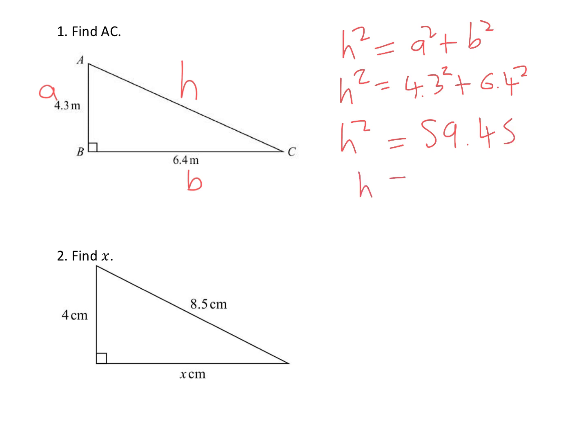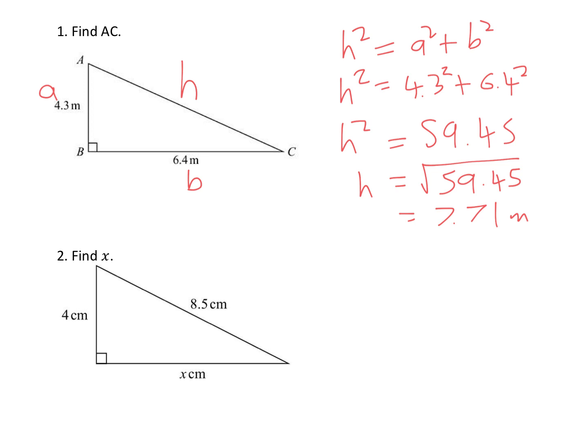And to then work out the hypotenuse, we have to undo the square, or reverse the square, the inverse of the square, or in other words, find the square root. So the square root of 59.45 is, to 2 decimal places, 7.71 meters.